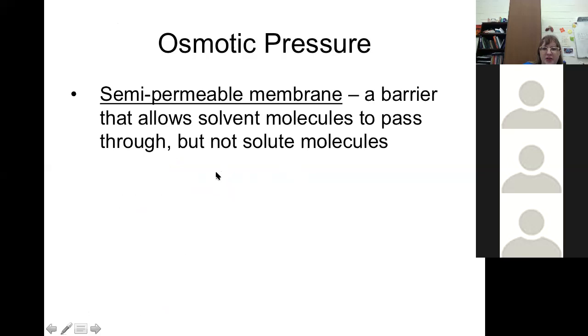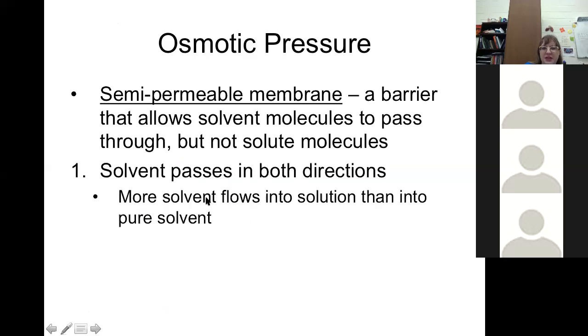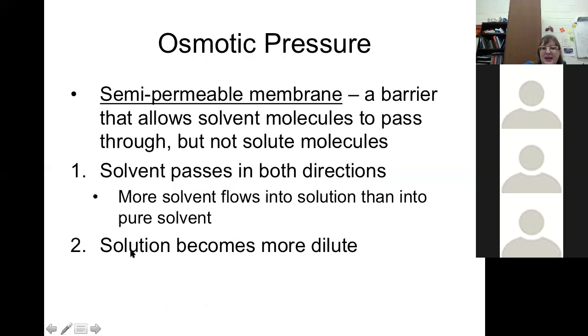All right, so this is that same definition if you were still writing it down. So the barrier that's allowing the molecules through. And our first step is going to be to allow that solvent to pass in both directions, but more going into the solution. The next thing is that because we're putting solvent into the solution, that solution is going to become more dilute. So remember, our concentration is always going to be either the solute divided by everything or the solute divided by just the solvent, but increasing the solvent is going to increase the denominator. So when we increase the denominator, the whole concentration is going to decrease. So it becomes more dilute.